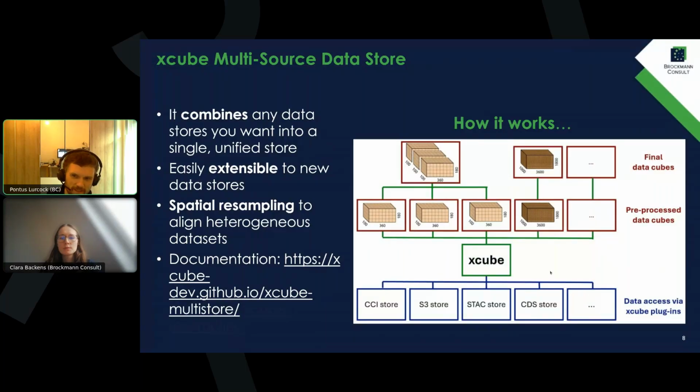And so we've implemented a store which basically pre-configures a whole bunch of stores that you're interested in for a specific use case, and then hides it under one overarching multi-store. So we see the input stores at the bottom, and then this gets spat out into a standardized cube sampled to a consistent grid.